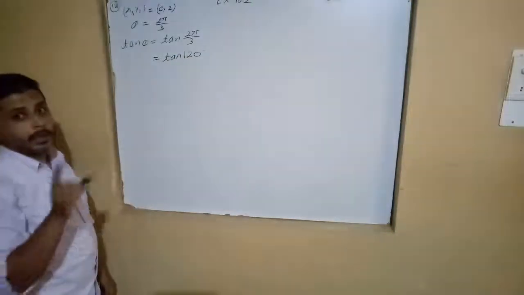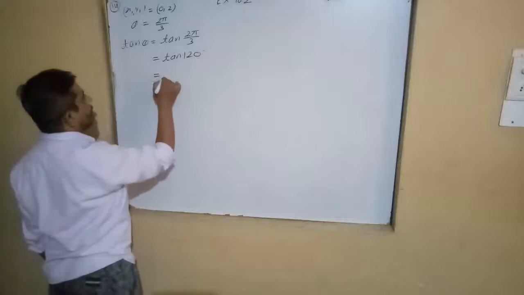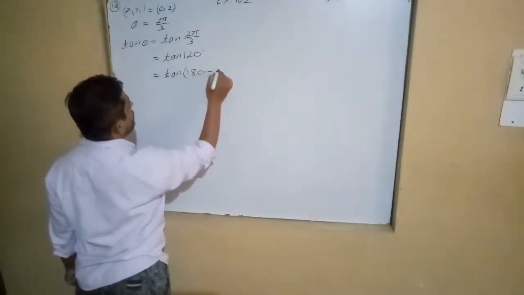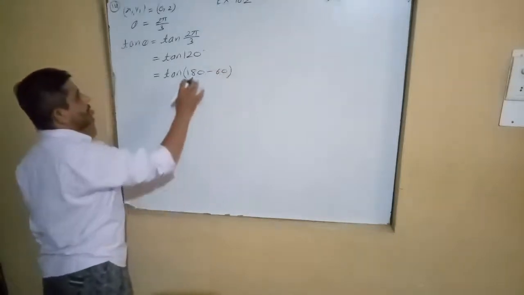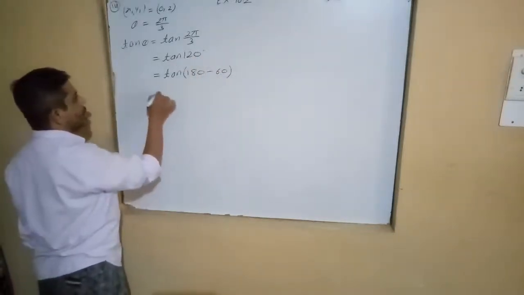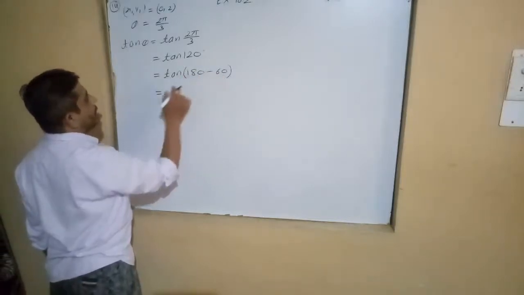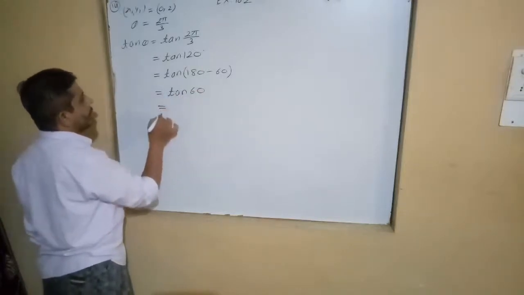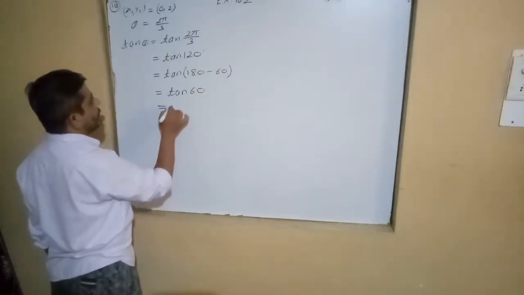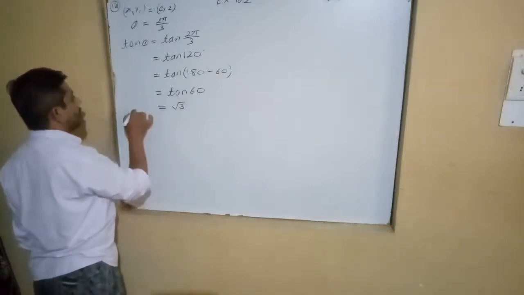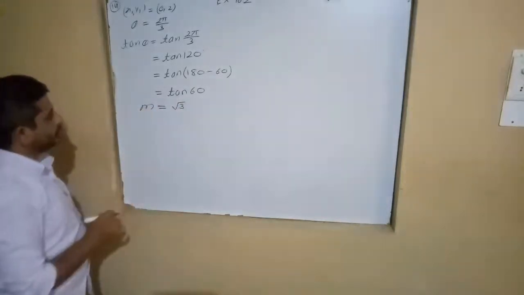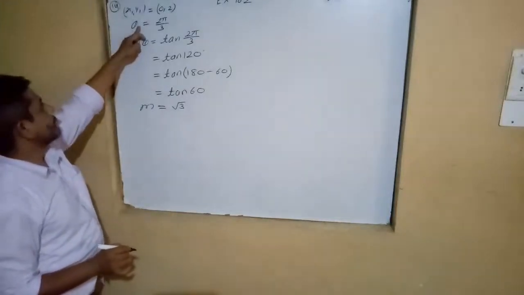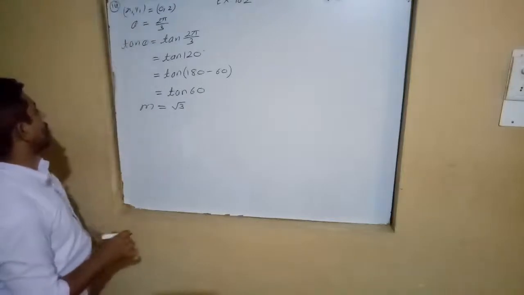120 degree is in the second quadrant. So in the second quadrant, how can we break it? We can break it as 180 minus 60. 180 minus 60 becomes 120 degree. So tan of pi minus theta is equal to minus tan theta, so tan 60 will come. And tan 60 is equal to root 3. This is the value of m, the slope of this particular line, which makes a 2 pi by 3 angle along with the x axis.